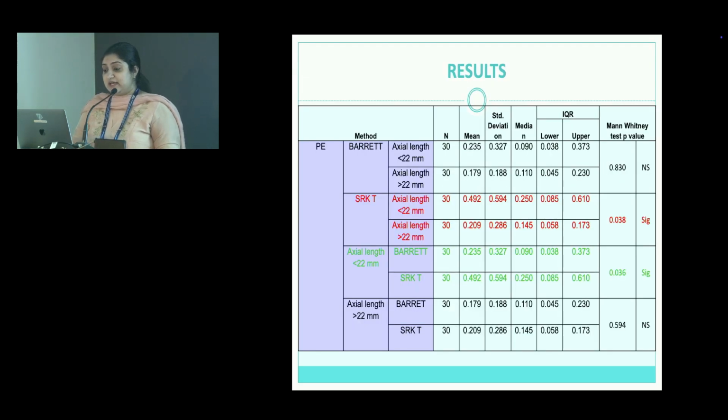Coming to the results, we can see that in axial length less than 22 mm, there is a statistically significant difference in the predictive errors between Barrett and SRKT formula. In axial length greater than 22 mm, there is no significant difference in predictive errors. In the group of eyes with SRKT IOLs, there is a statistical difference between axial length less than 22 mm and more than 22 mm, but in Barrett's, there is not much difference.